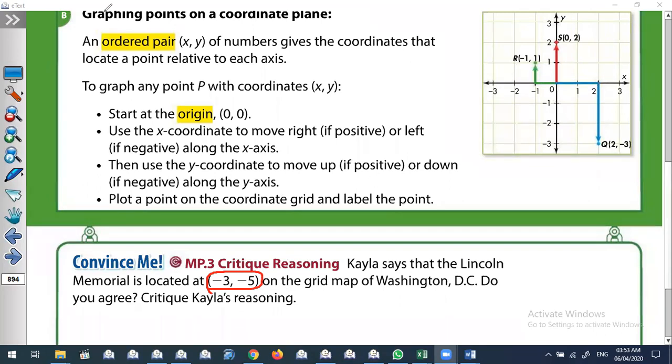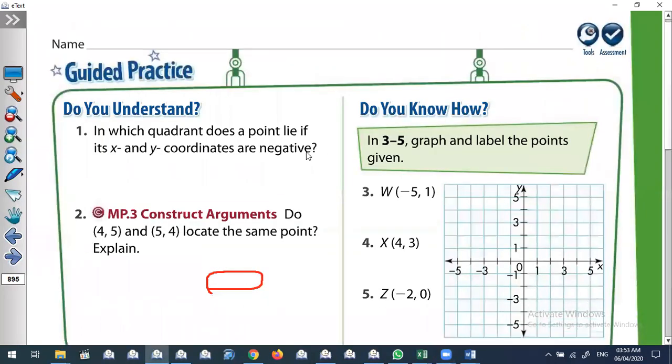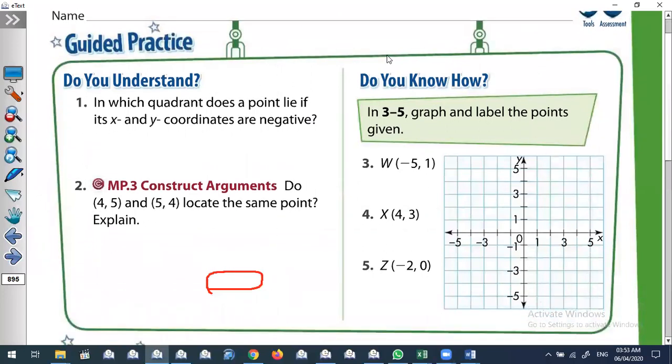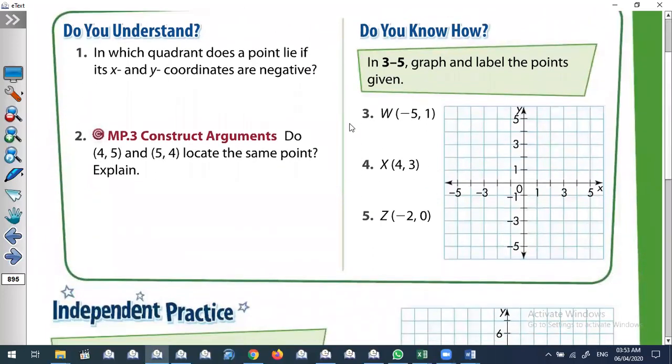Let's solve more exercises about this part. Here, graph and label the points given. W, -5 and 1. -5 on x is here. And 1, so I'm going to go up. So the first number belongs to x and the second number belongs to y. So this letter is W.